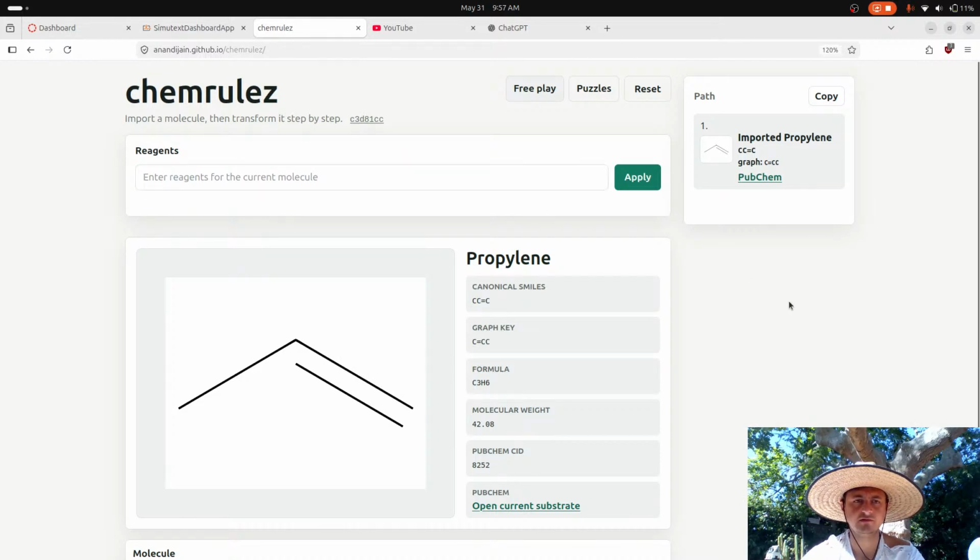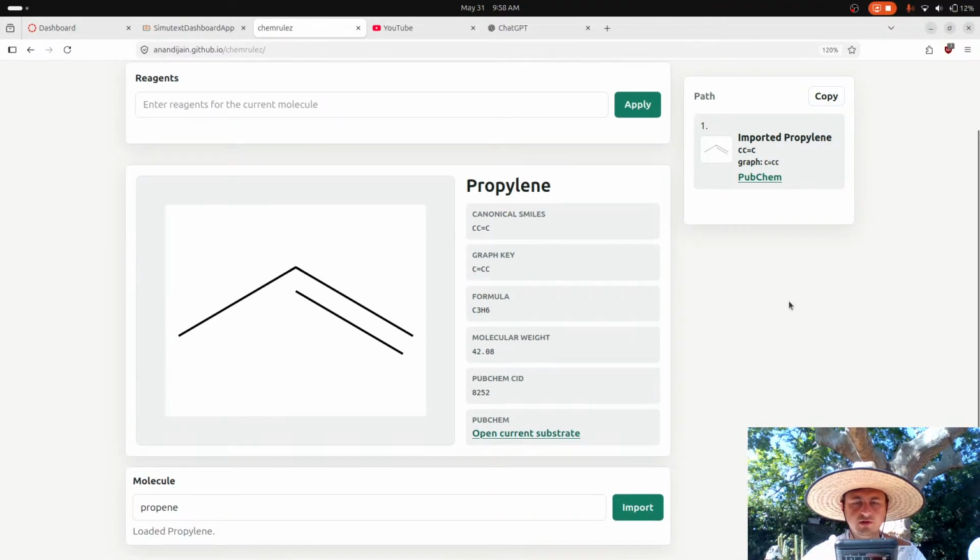Okay, if I click this to focus reagents, or if we reset to focus the molecule.